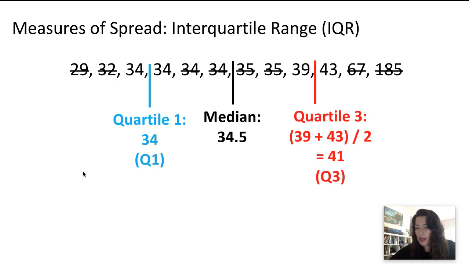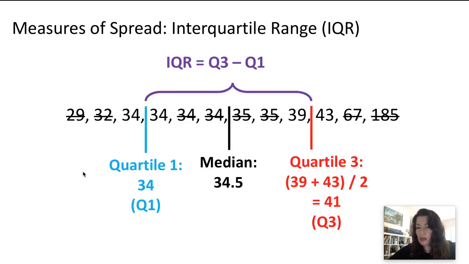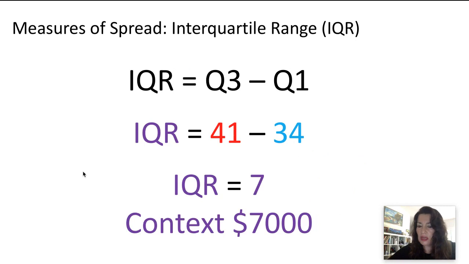So our Q1 is 34 and our Q3 is 41. Now the IQR is the interquartile range, or the middle range, which is simply subtracting Q3 minus Q1. So it is your middle range. And in this case, it is 41 minus 34. And again, just like we stated for the range, you always want to give a number. You don't want to give two numbers subtracted. You want to say what the IQR is. So in this case, in context, you would say it's $7,000. You don't want to say the IQR is between 34 and 41, or 41 minus 34. You want to actually state $7,000.